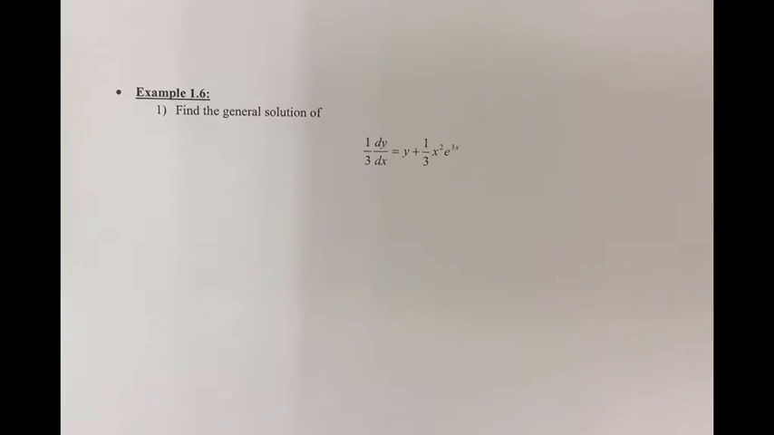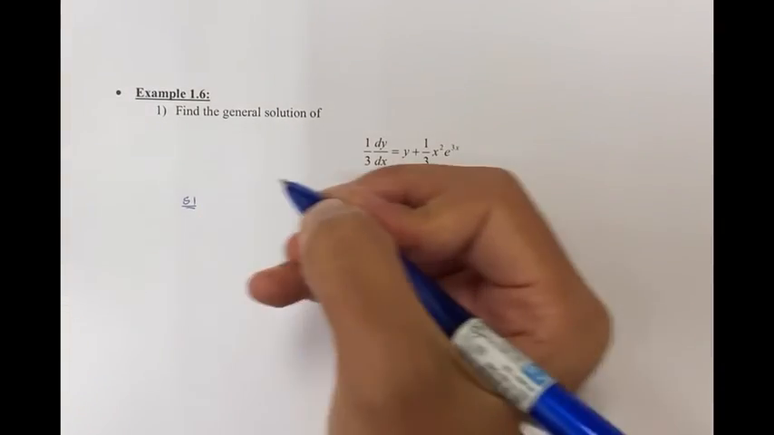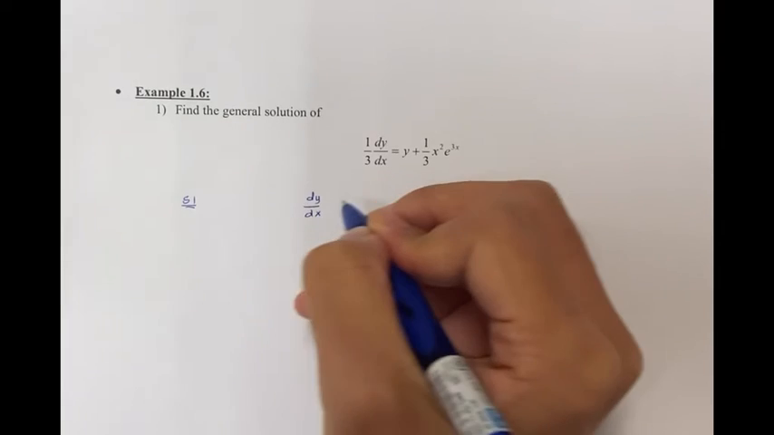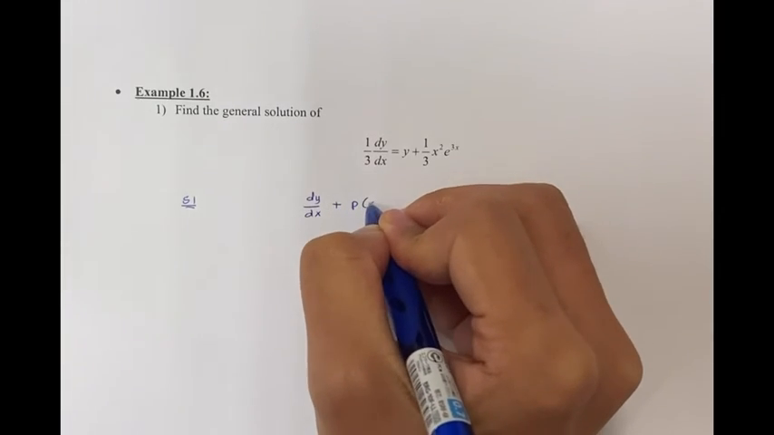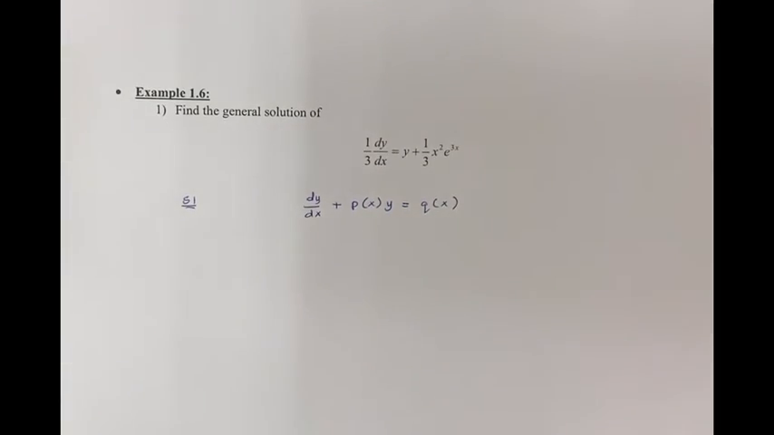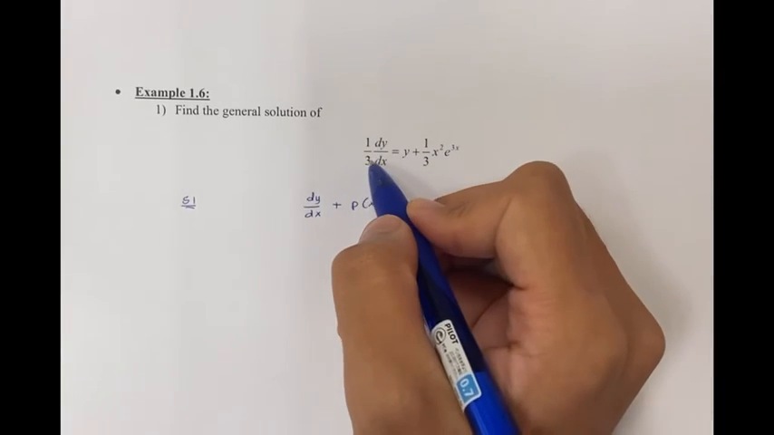So to understand better, we will solve example 1.6. First example, we have to find the general solution of 1 over 3 dy over dx equal to y plus 1 over 3 x squared exponent 3x. Okay, start with the first step. Okay, first step is to rewrite the equation in the form of dy over dx plus pxy equal to qx. So the first condition is to make sure this 1 over 3 is equal to 1.